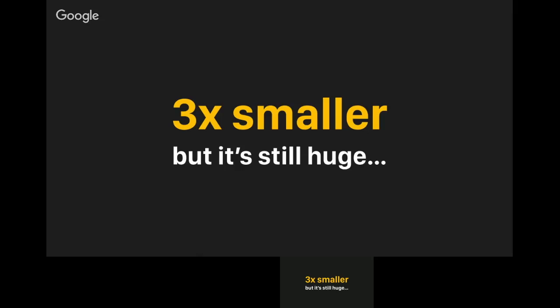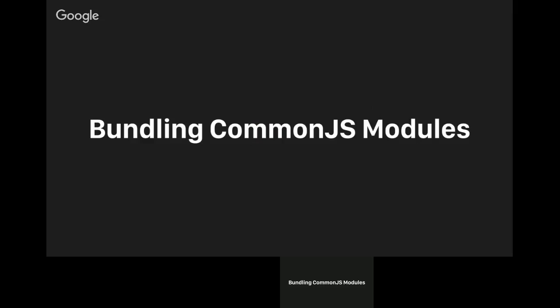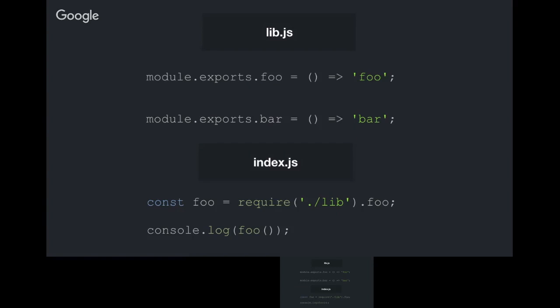And one of the problems behind our bundle being that big is that we are trying to bundle CommonJS modules. And CommonJS modules, by definition, are quite dynamic. But let's take a look at an example and see why. Here we have our entry point again, the index.js file. And inside of this file, we are requiring lib.js. Invoking require is going to return an object. And by using JavaScript property access, we're just getting the foo property of this object. So this is quite dynamic. By definition, JavaScript property access is very dynamic.